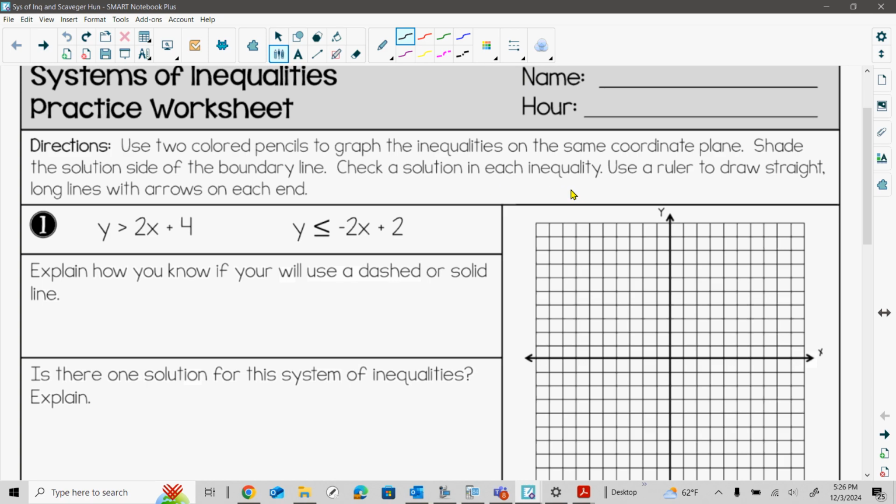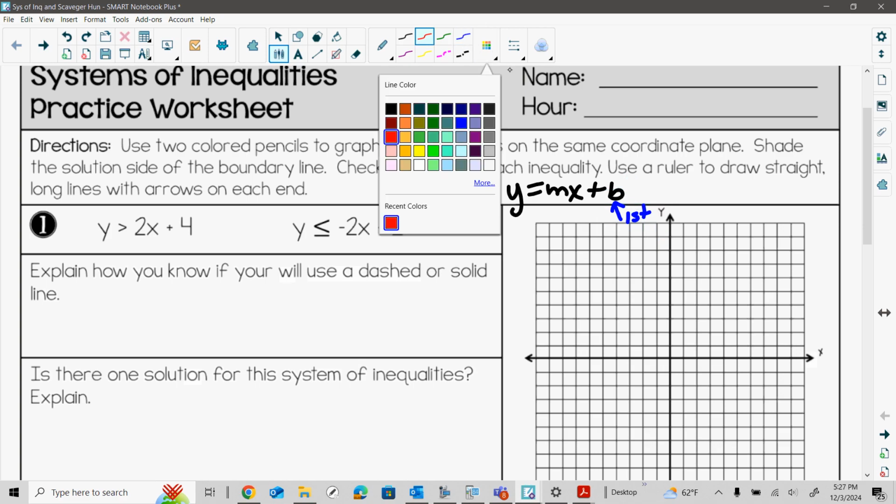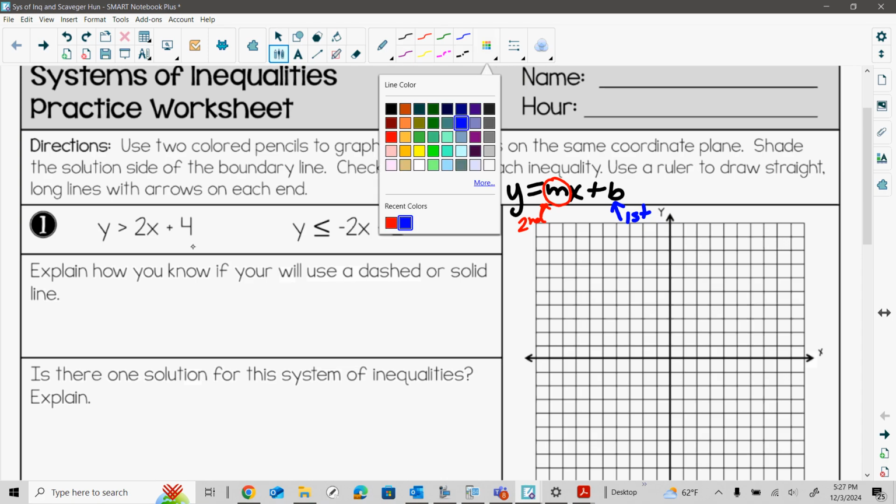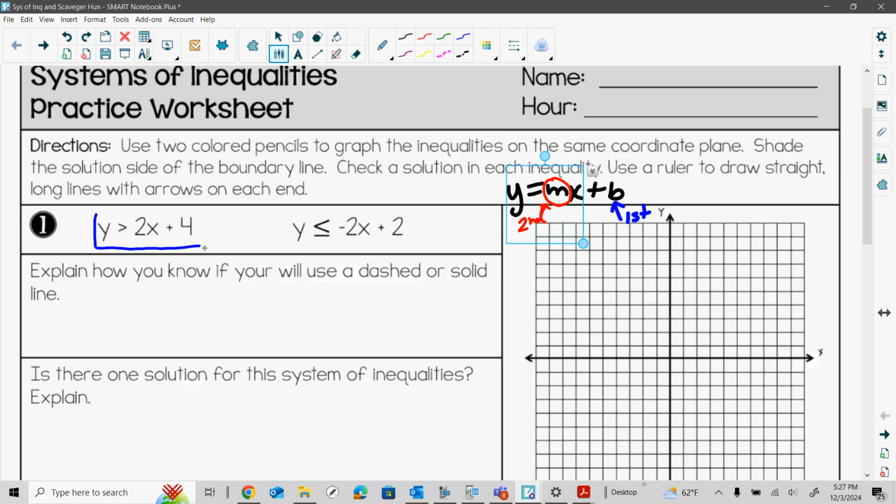Y equals mx plus b. In this form, we do the b first, the y-intercept, and then we graph just the m, the slope. That's what we use second. So if I'm looking at this inequality here, the first one, I'm going to make mine blue here. We have to start on the y-intercept, plot that point.